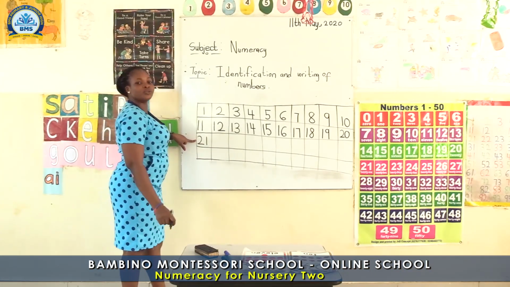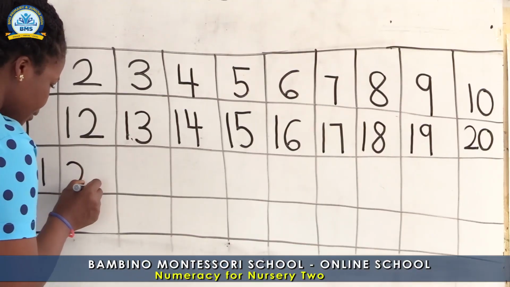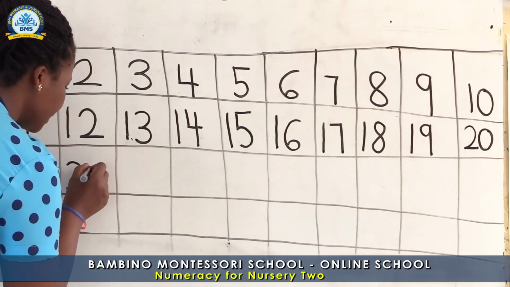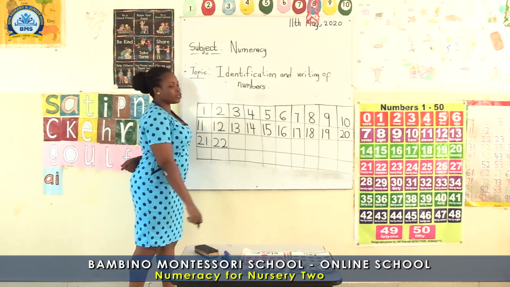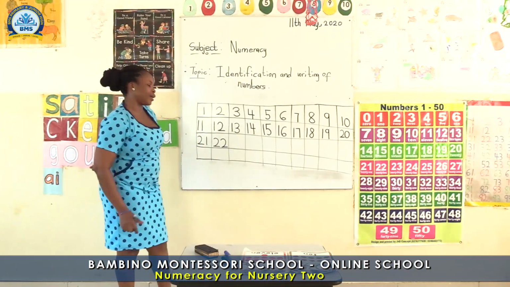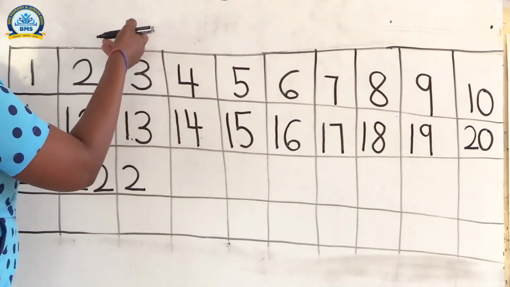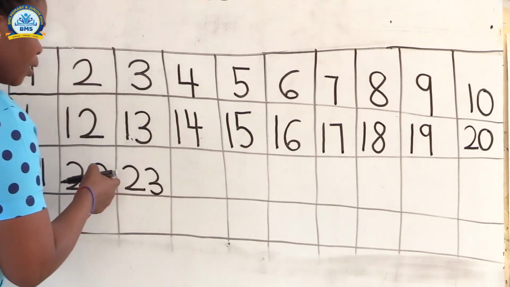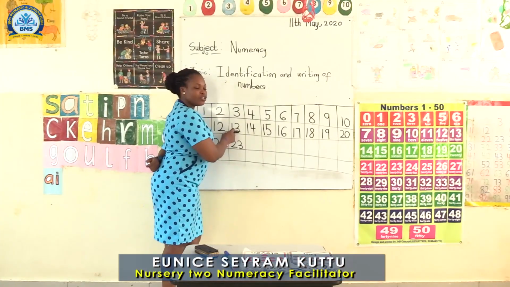From 21, you go to 22. Remember, you have to write your 2 first. What number is up here? 2. So you bring it down here to get the number 22. Now let's move to the next number. From 22, we go to what number? 23. Your 2 first. What number is up here? 3. So you bring it down to get the number 23. Good.